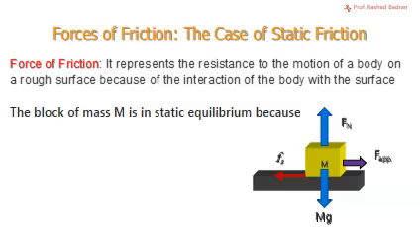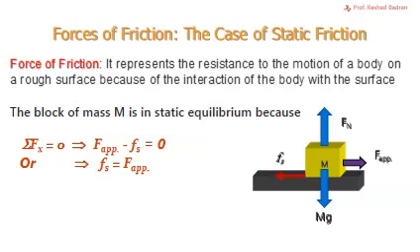In this diagram, the block of mass m is set in static equilibrium. How can we tell that this mass is in a static equilibrium? If the resultant force along the x-axis equals 0, and the resultant force along the y-axis equals 0, this means that the block is in a static equilibrium.